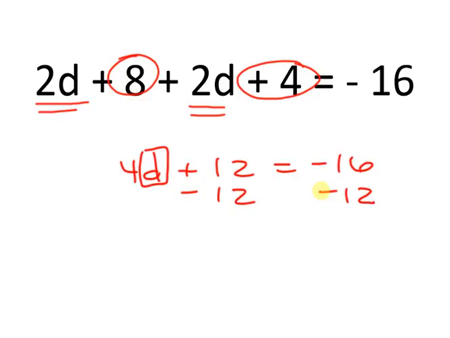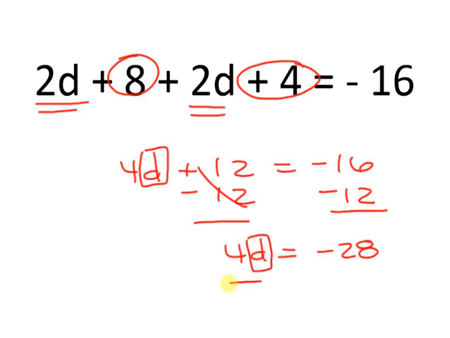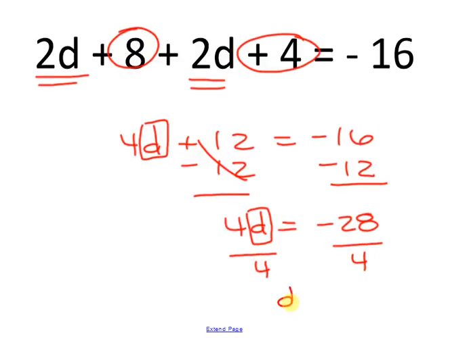-12, -12. My 12's cancel. I'm left with 4d equals -16 plus -12 is going to be -28. Box my variable, divided by 4, divided by 4. That's going to be d equals -7.